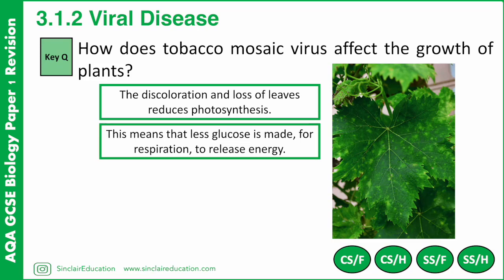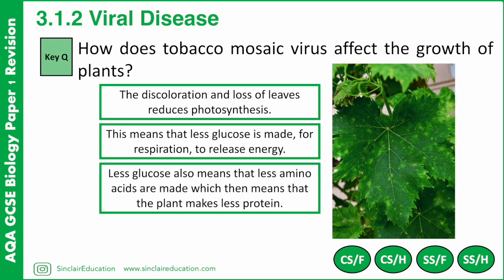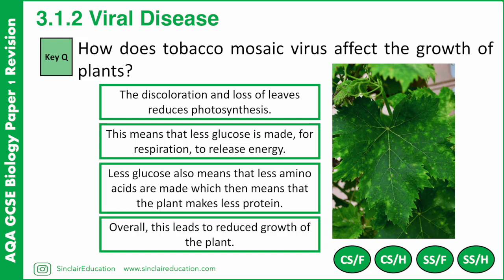The bit to be aware of is that glucose is not just essential for respiration and energy release in a plant, but glucose is also really vital in making amino acids. So the second issue that you need to discuss with this is that if we've got less glucose, we're going to make less amino acids, and that will mean we make less proteins. So it's almost like a chain of events to learn here. The consequence of that is we'll get less growth.